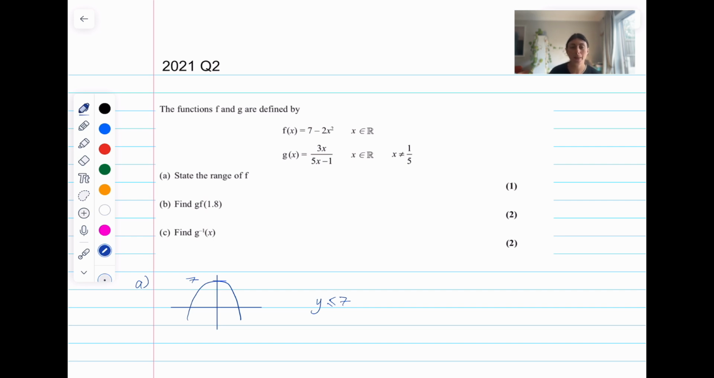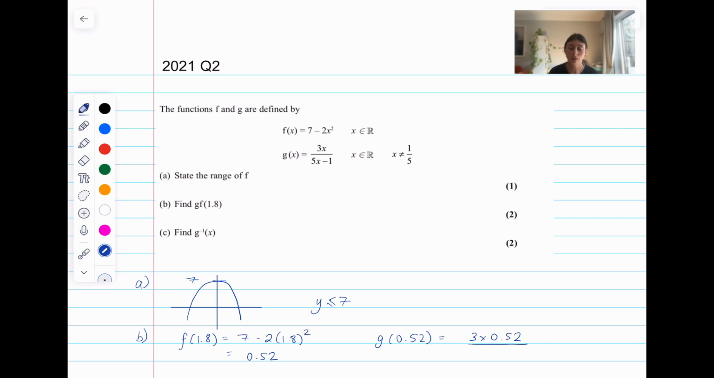And then for part B, we've got a composite function, g f of 1.8. Option here is to break it down into its parts, so you can find the inside bit first. That would be f of 1.8, just using your calculator. Getting 0.52 as a decimal, or you can write it as a fraction. And then the second bit would be plugging that into g.